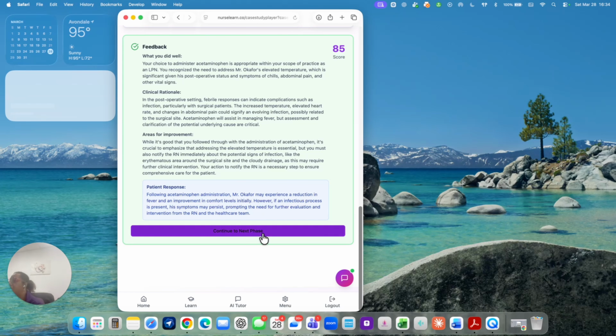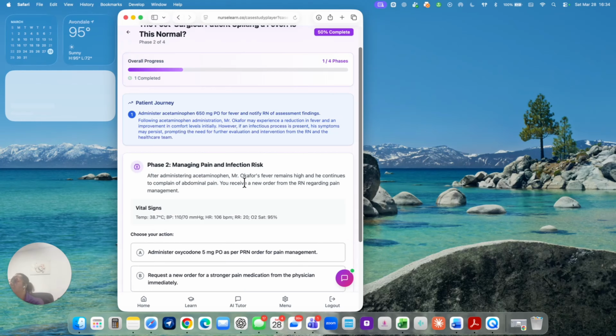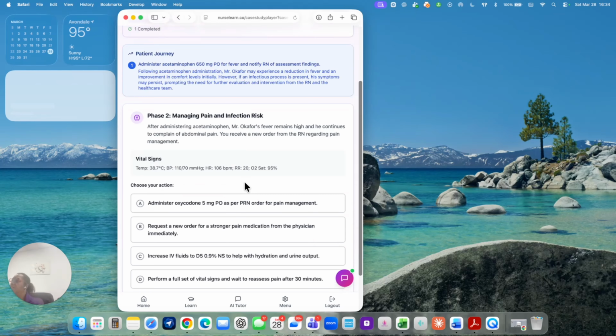Okay. All right. Then, so after administering the Tylenol, his fever remains high and he continues to complain of abdominal pain. You receive a new order from the RN regarding pain management. Temperature 38.7, blood pressure 110/70, heart rate 106, respirations 20, oxygen 95%. So now what do you do? Because she's giving you an order regarding pain management.